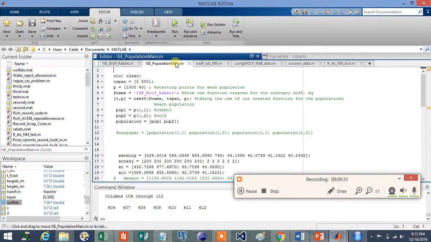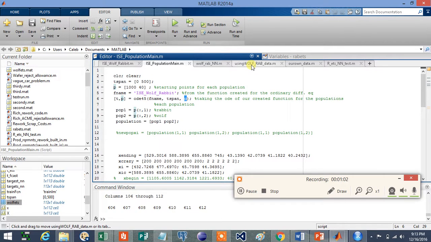And then we went and derived our data over a time span of 500 periods, with the initial rabbit data being 1,000 and the initial wolf data being 40. And we called our function, or our function name, ISE wolf rabbit, and then derived it with the ODE function in MATLAB. And what this did is it gave us populations in the variable p, and we assigned those as pop1 and pop2, which is our rabbit and wolf populations.